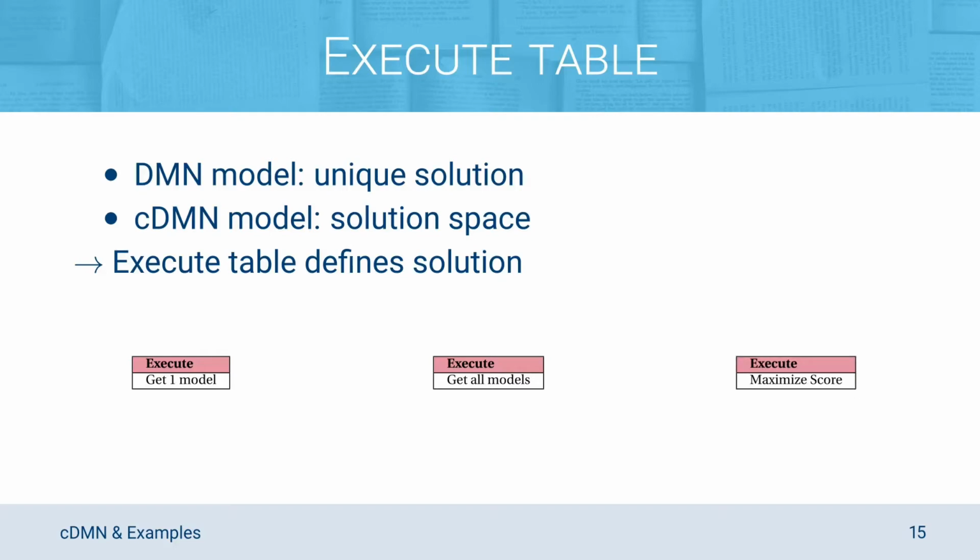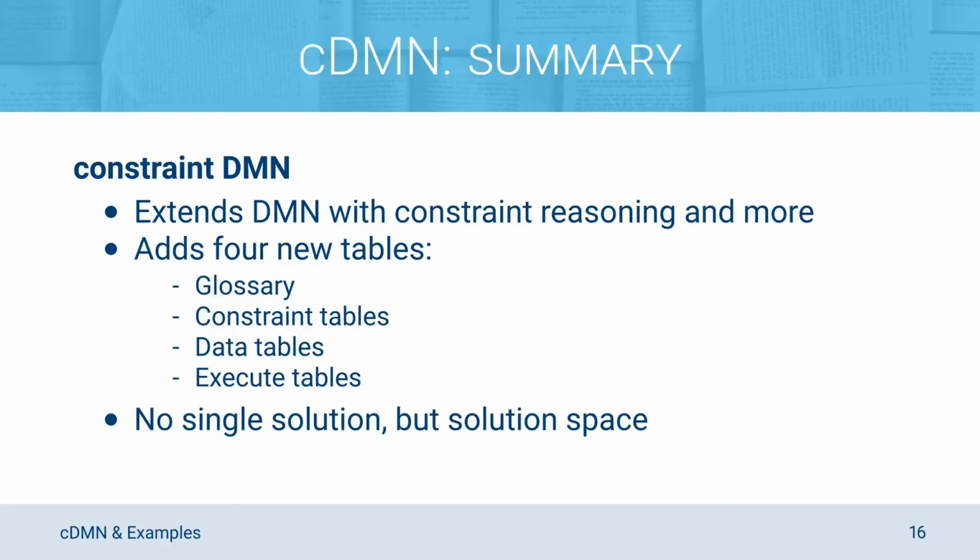Or we could also optimize a value by, for example, saying maximize the score or minimize the score. So find me the solution in which the constant score has the highest or the lowest value. So in summary for cDMN, cDMN stands for constraint DMN. We add constraint reasoning and more to DMN. We do this by adding 4 tables in total, and we don't define a single solution, but rather a solution space.